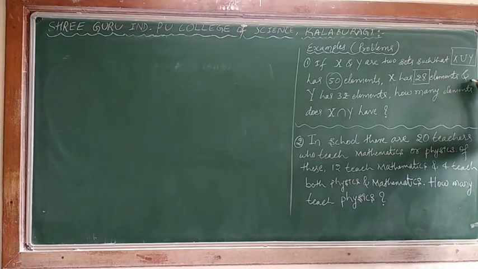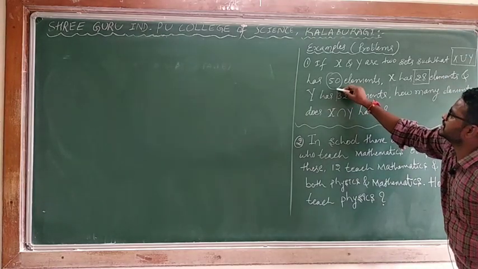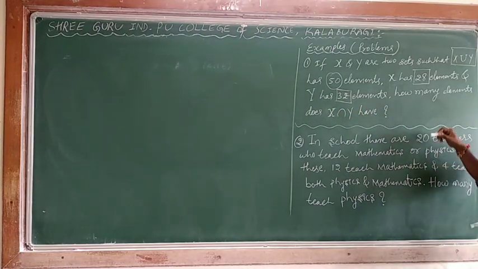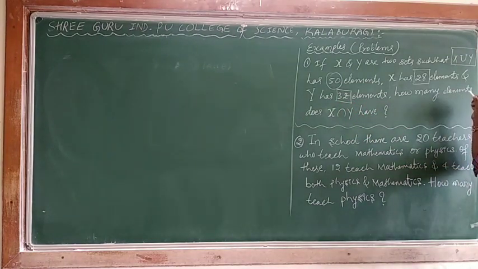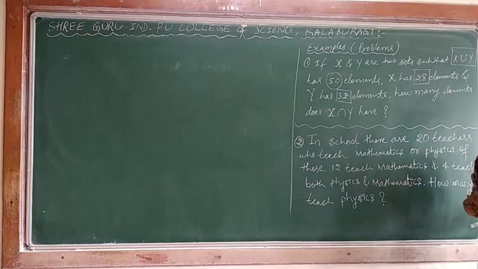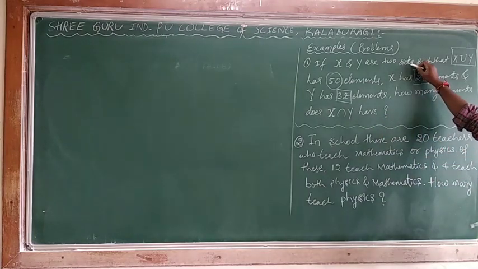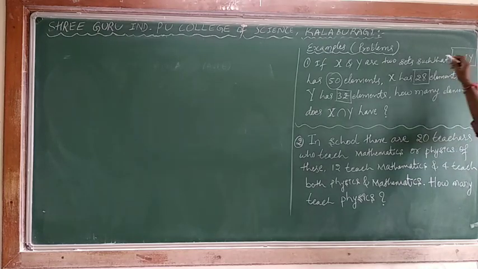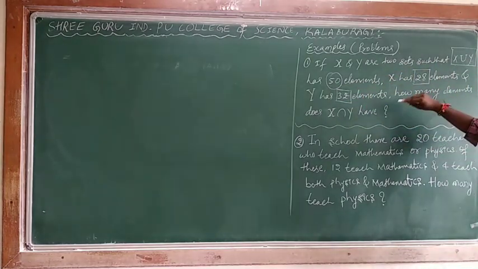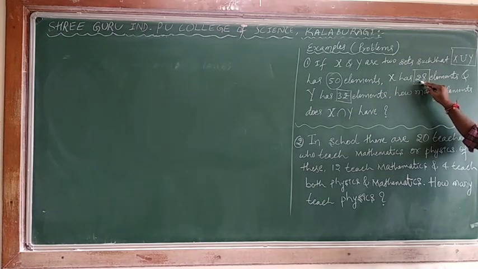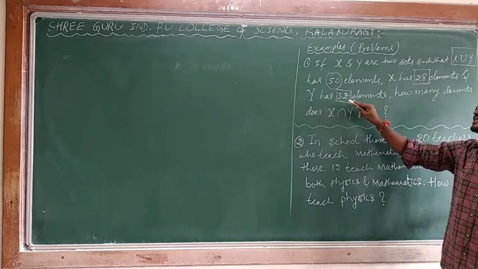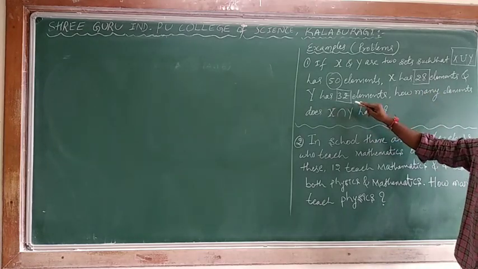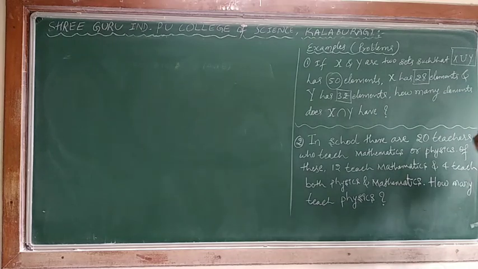28 elements. And Y has how many elements? 32 elements. He is asking how many elements does X intersection Y have? X and Y are two sets such that X union Y is given. Means I can say number of elements of X union Y is 50. Then X has 28 elements, so n of X is 28, and n of Y is 32, number of elements of Y is 32. He is asking how many elements does X intersection Y have.